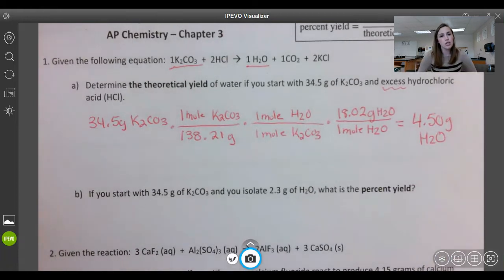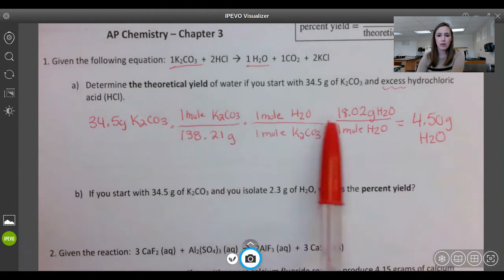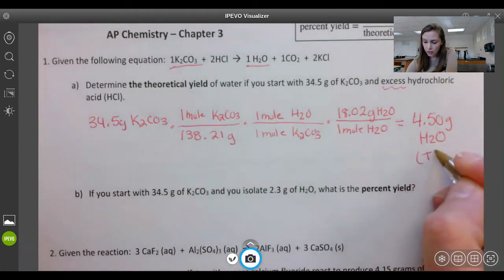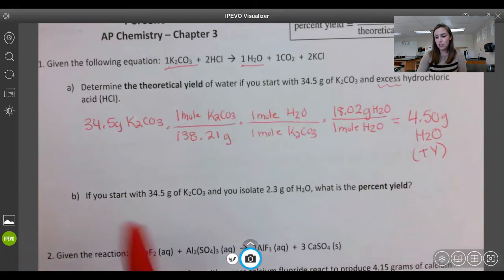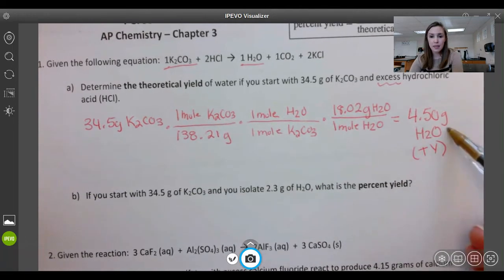And just like I mentioned in the limiting reagent question, the mass you get from the calculation is always your theoretical yield. Okay, this is just based on the math. It doesn't take into account what the chemist is actually doing in the lab. So this, again, from the calculation is always your theoretical.